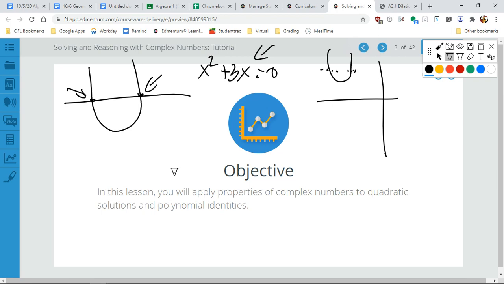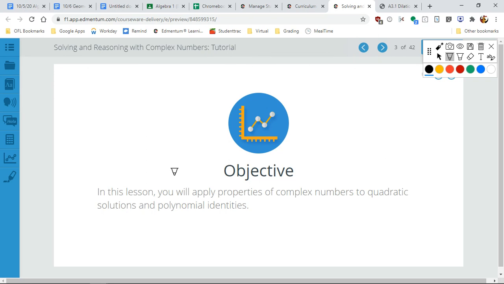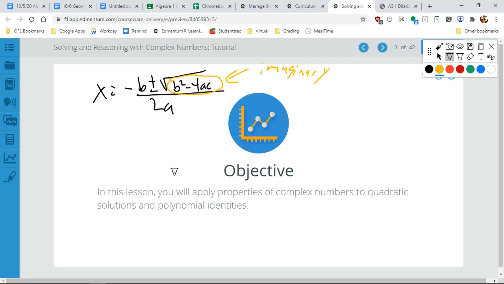So by knowing this idea that imaginary numbers exist, whenever we use the quadratic formula, over 2a, if we get a negative number inside here, if we get an imaginary number, in other words, then that tells us that our parabola is not touching the x-axis. Because if this is imaginary, it doesn't matter if we add or subtract it, it's never touching the x-axis. This is called the discriminant, by the way.